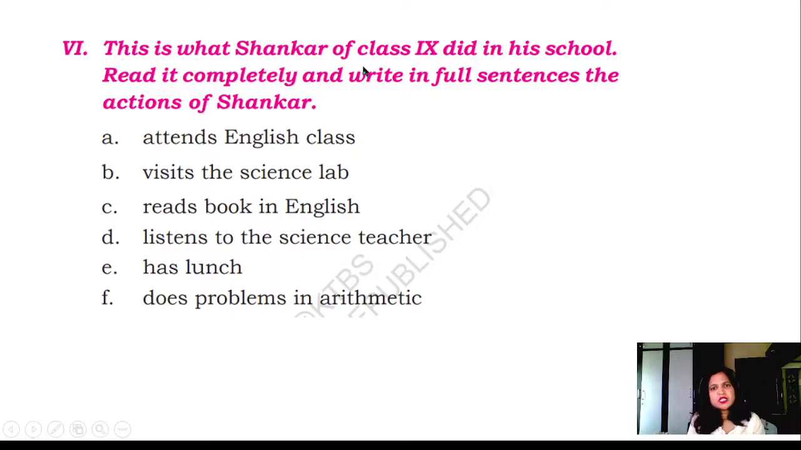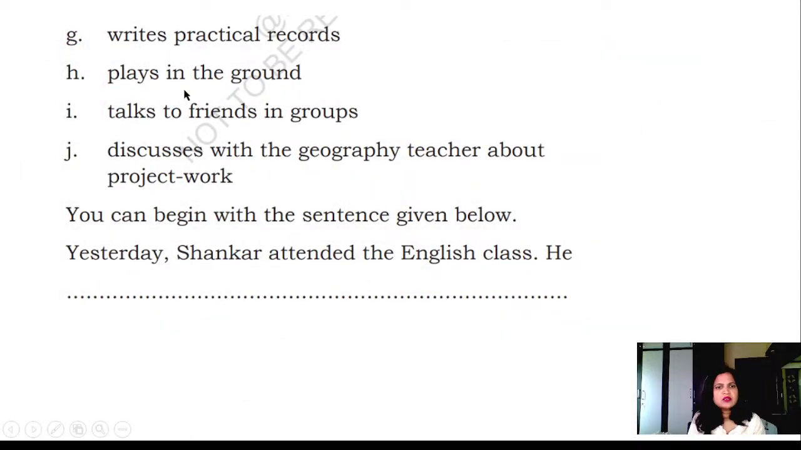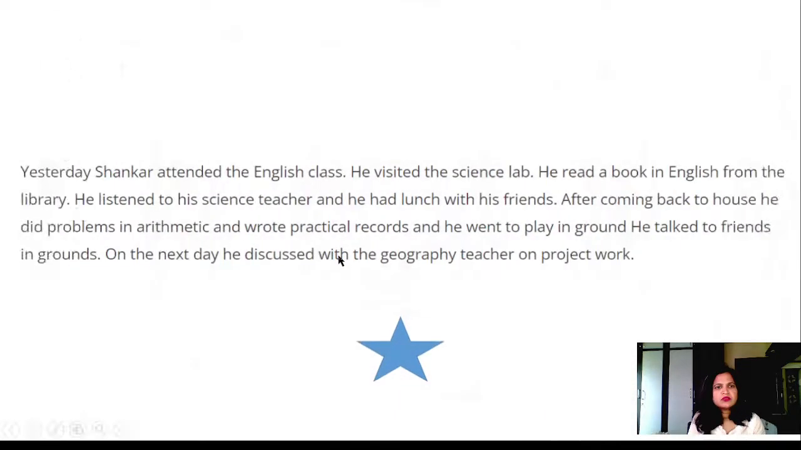This is what Shankar of class 9 did in his school. Read it completely and write in full sentences the actions of Shankar. Attends the English class. Yesterday, Shankar attended English class. He visited the science lab. He read a book in English from the library. He listened to his science teacher and he had lunch with his friends. After coming back home, he did problems in arithmetic and wrote practical records and he went to play in the ground. He walked with his friends in the ground. On the next day, he discussed the project work with the geography teacher.